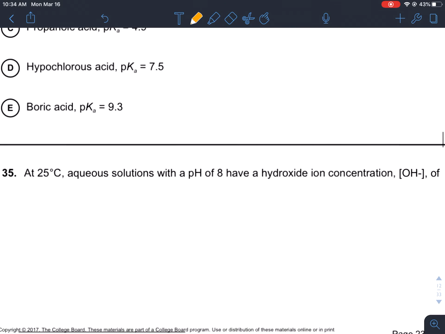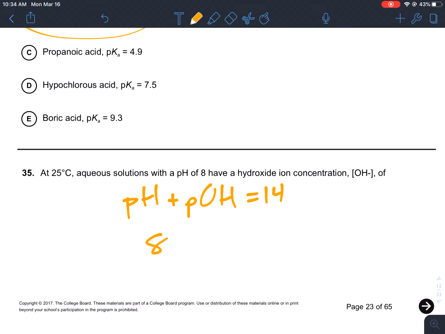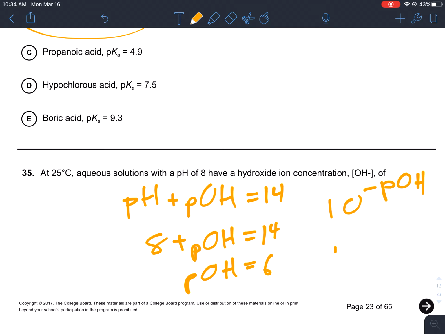All right, 35. At 25 degrees Celsius, an aqueous solution with a pH of 8 has a hydroxide ion concentration of OH minus of, okay, well, my pH plus my pOH is always equal to what? 14. So if this is 8, plus pOH equal to 14, pOH is equal to 6. Well, then what's your OH concentration? Well, 10 to the negative pOH is equal to OH, so that would be 10 to the negative 6.